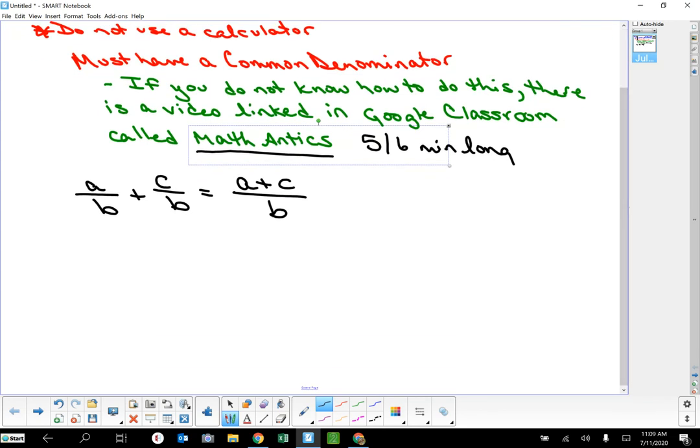And so if we look at some number examples really quickly, if you have 3/7 plus 2/7, this is the same as 3 plus 2 over 7, which is 5 over 7, because you already have a common denominator, right? They're exactly the same.